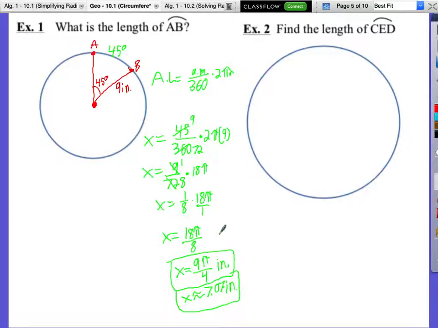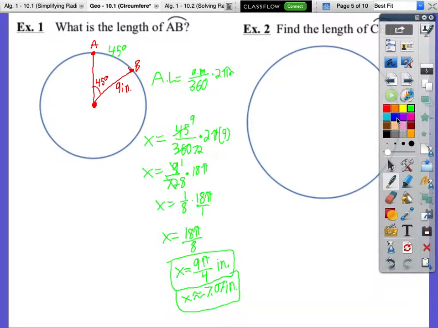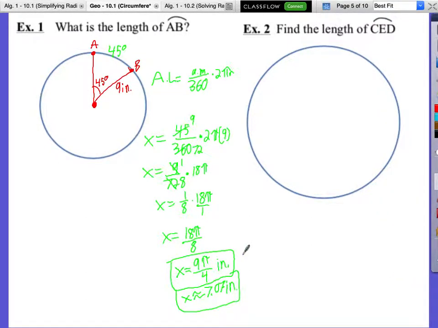One thing I do want to talk about as well is this 9 pi over 4. Heads up, this can be written slightly differently as well. It's still the same thing. You can write it as 9 over 4 pi, like this, and that's the same thing.